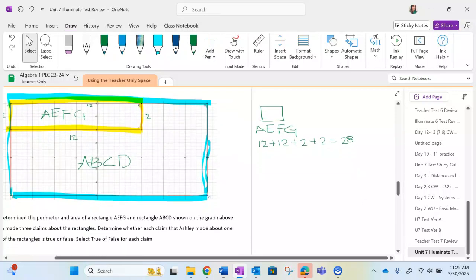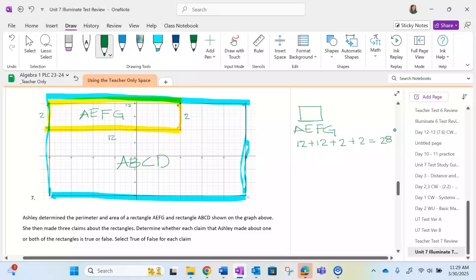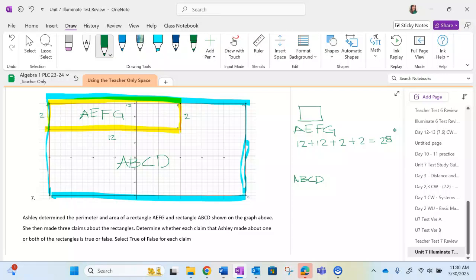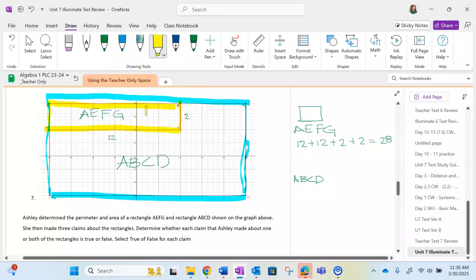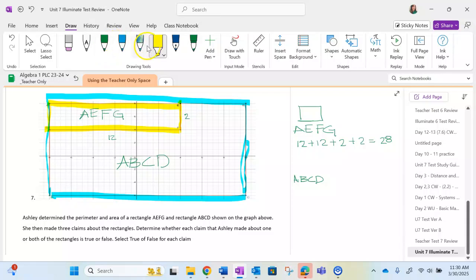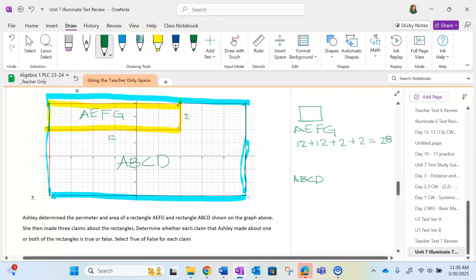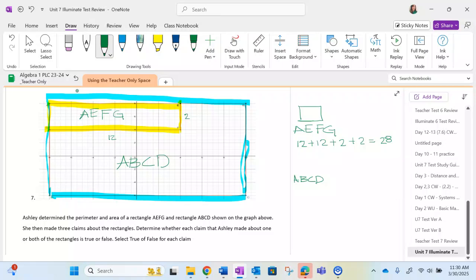Okay, all right, let's find the perimeter of the bigger rectangle, which is A, B, C, and D. I'm going to erase this. I don't care about that one. I'm going to erase this one for now. Let me go ahead and put the yellow back in there, only because the bigger one is not 12. All right, so let's count by 2s. 2, 4, 6, 8, 10, 12, 14, 16, 18. So this is 18. That means this is 18.